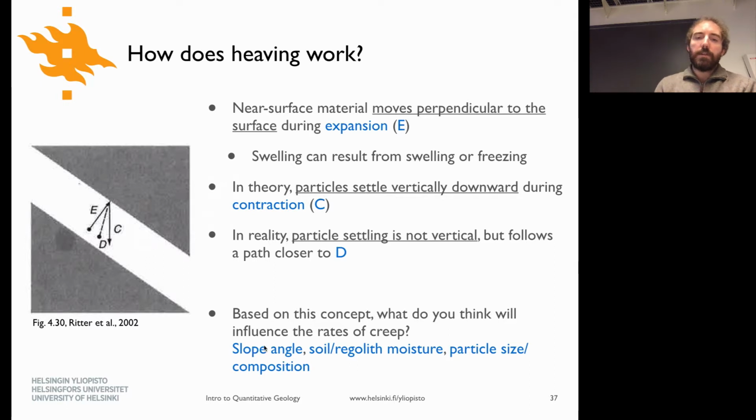Now, of course, there are limits to this in reality. Creep is not going to occur on a 45-degree slope because it's probably going to fail by landsliding. It's too steep at that stage. But as you go up to maybe 20 degrees or something like that, more or less the steeper the slope is, the faster the process happens.